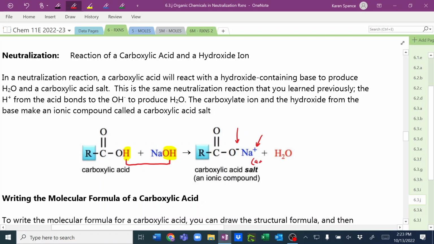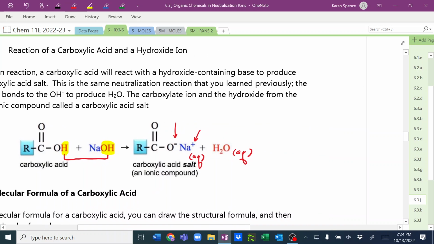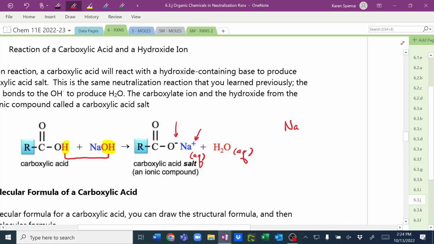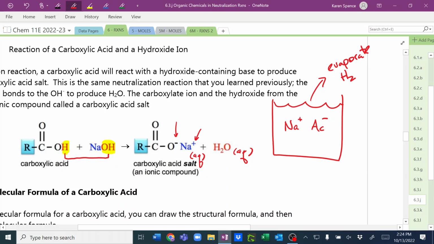This would be aqueous. This would be aqueous. But if we evaporate the water, remember, all we've got left is sodium and acetate. I'm just going to call it AC, okay, acetate. Now what happens if we evaporate the water? You get the solid salt forming, okay? The crystal lattice will form.